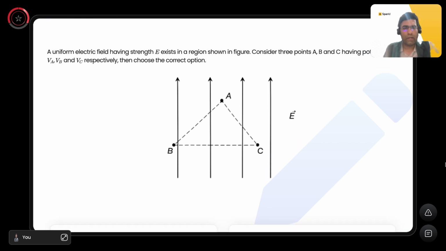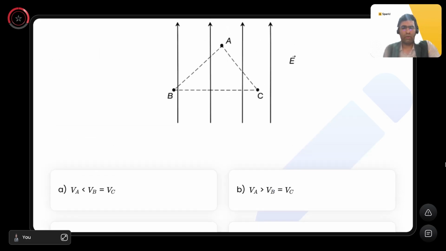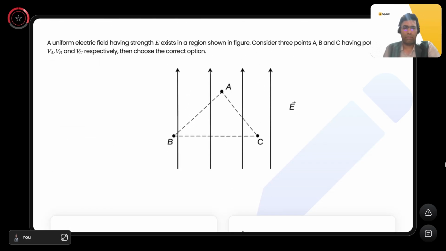A uniform electric field having strength E exists in the region as shown in the figure. Consider 3 points A, B, and C having potential VA, VB, and VC respectively. Choose the correct option. So see, we are set to compare the potentials. Perpendicular to the electric field, the potential is constant. So line BC is perpendicular to the electric field. So VB will be equal to VC over here.